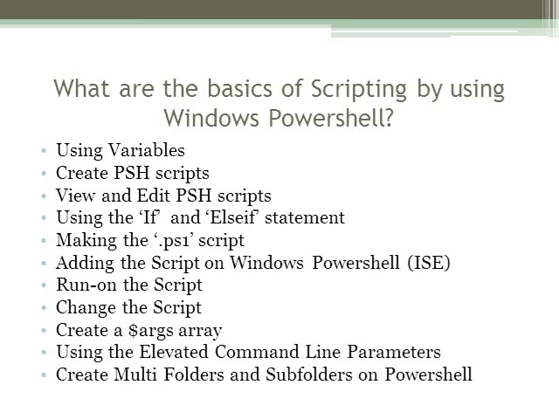We're going to create and make the .ps1 script by opening up the .ps1 script and putting it into your Windows PowerShell ISE. Now we're going to add in the script on Windows PowerShell ISE, and then we can run the script, and we're going to change the script and create the variable, which is the args array, and then we are going to use the elevated command line parameters, and last but not least, we're going to create subfolders. Create multi-folders and subfolders on Windows PowerShell ISE.